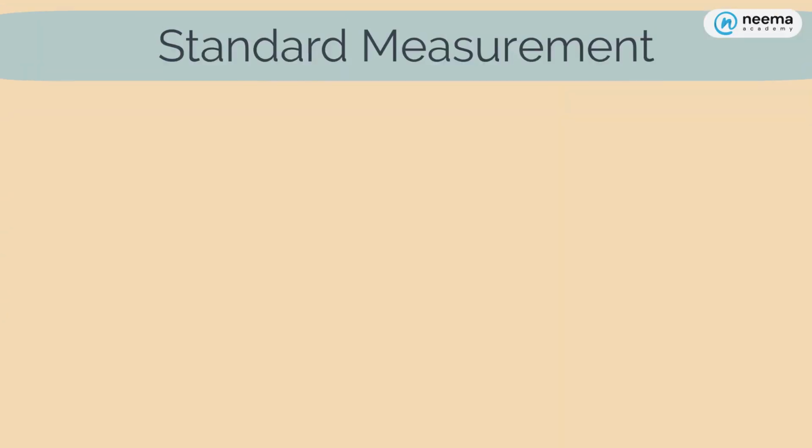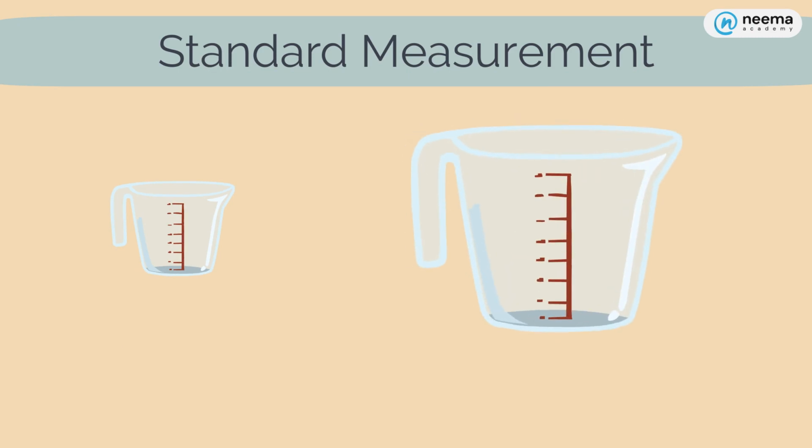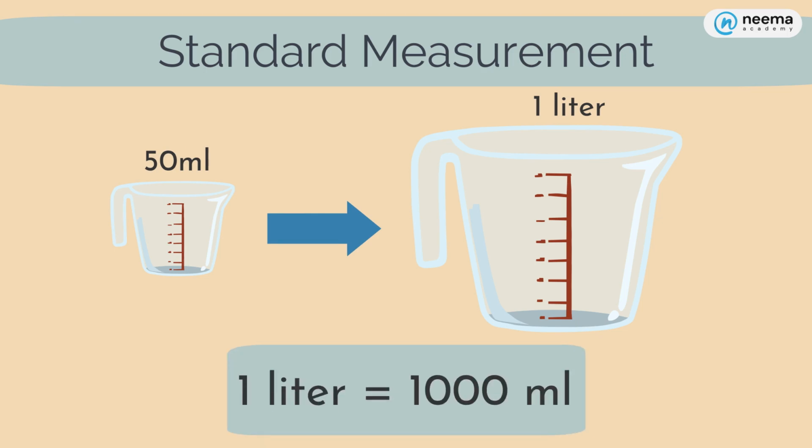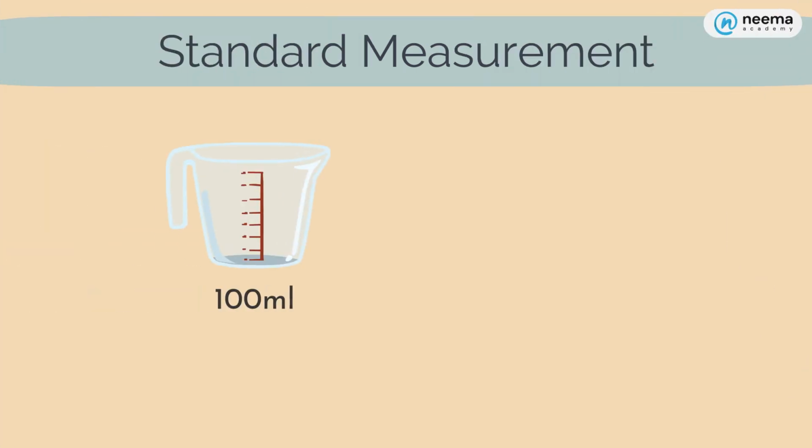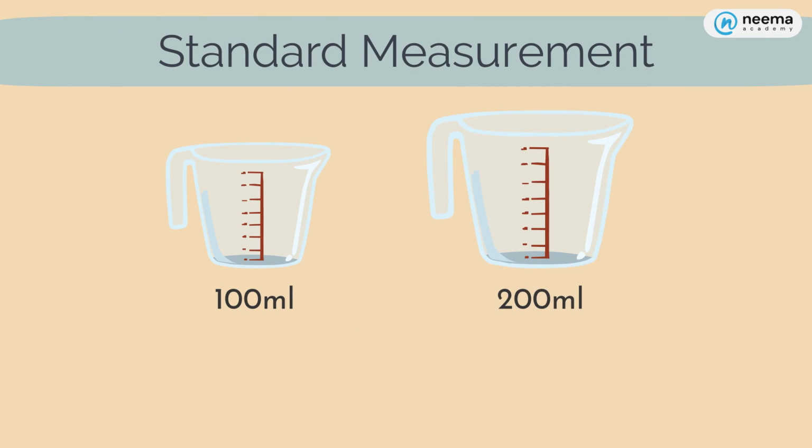Now, do you know that there are standard vessels to measure liquids from 50 milliliters to 1 liter and more? And do you know that 1 liter equals 1000 milliliters? Here we have a 100 milliliters vessel and a 200 milliliters vessel. How many milliliters does it contain altogether? Well, it contains 300 milliliters altogether.